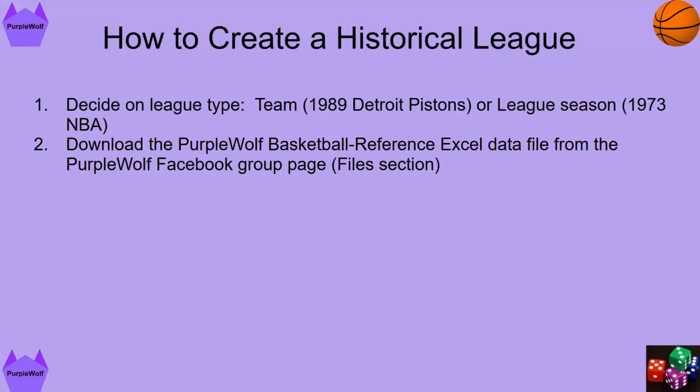So how do you create one? You decide what type you want to do, whether you want to do a team season or a league season. You download the PurpleWolf basketball reference Excel data file, or the helper file, from the Facebook group. It's in the file section.